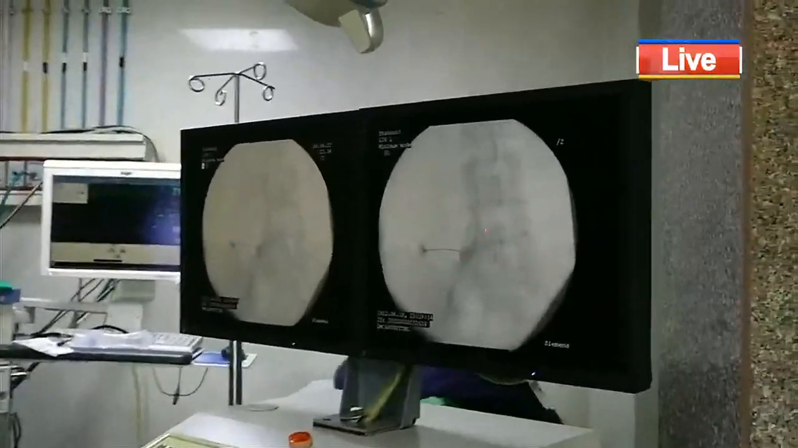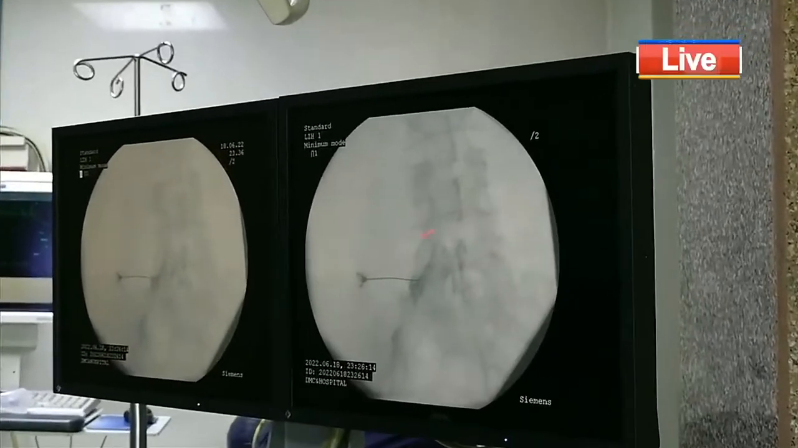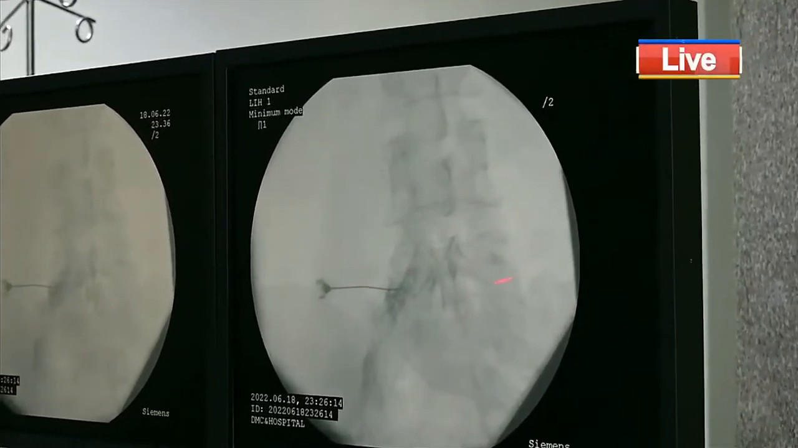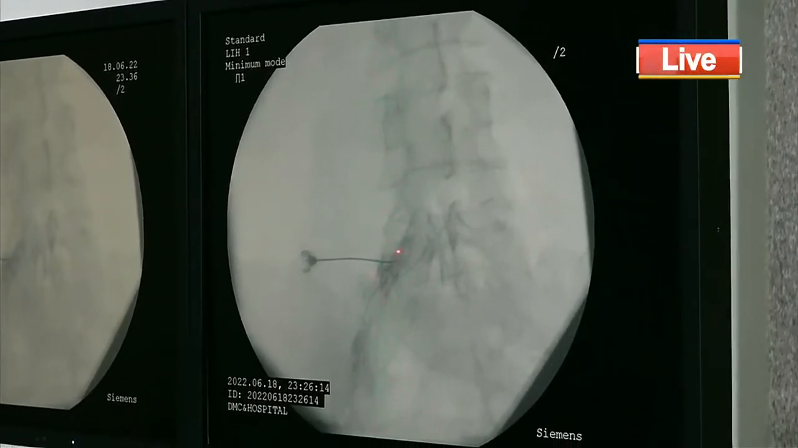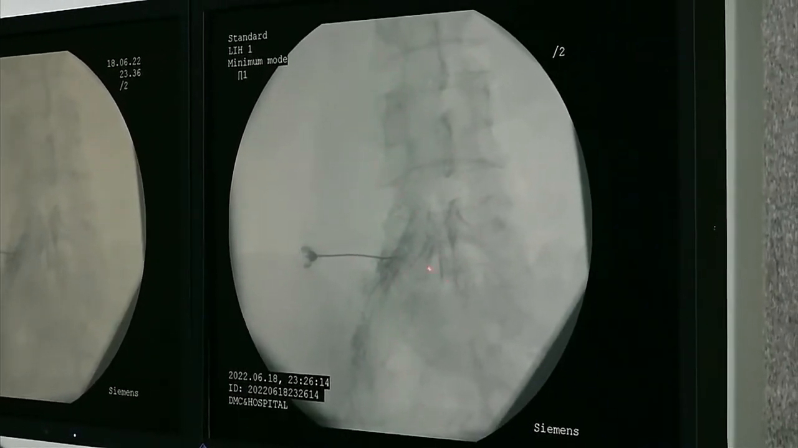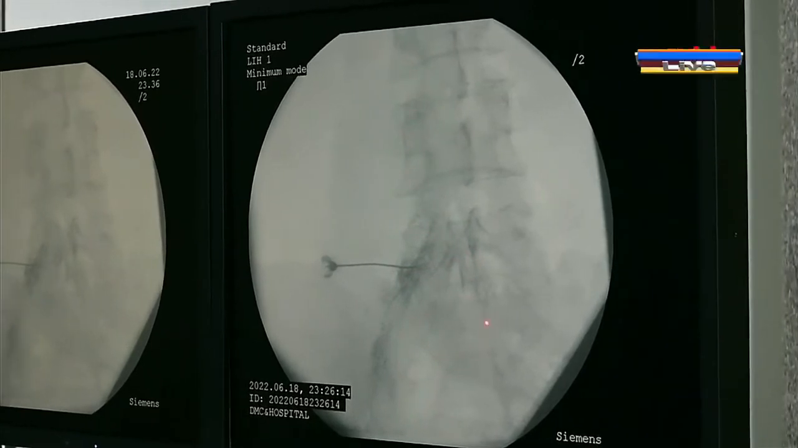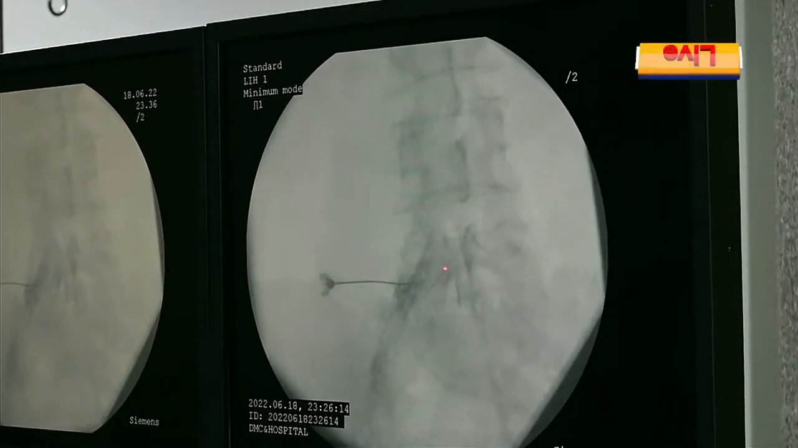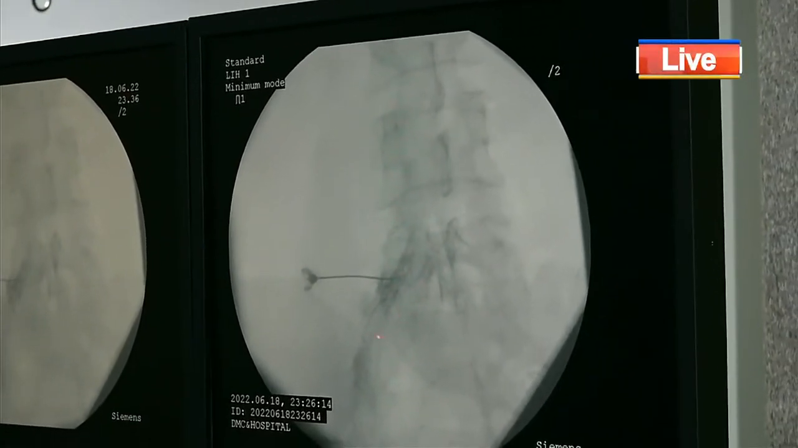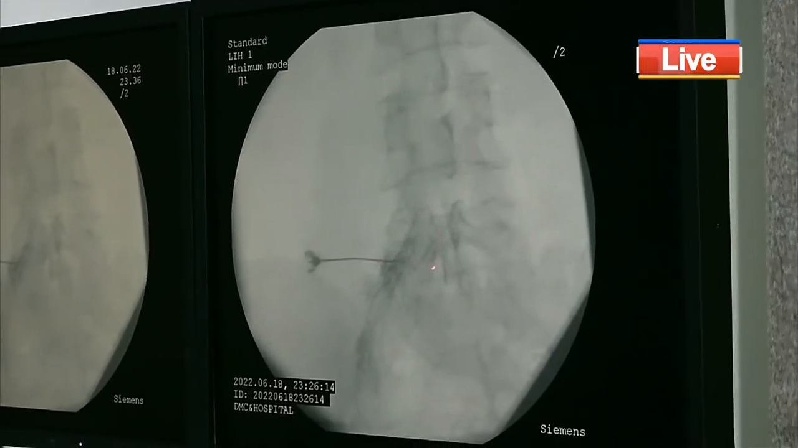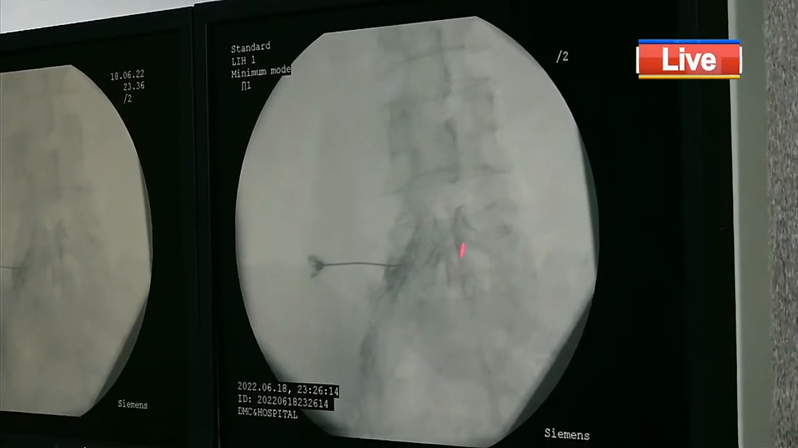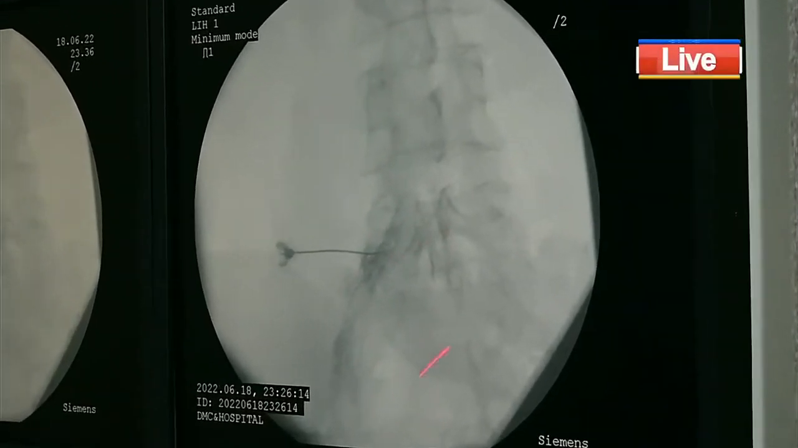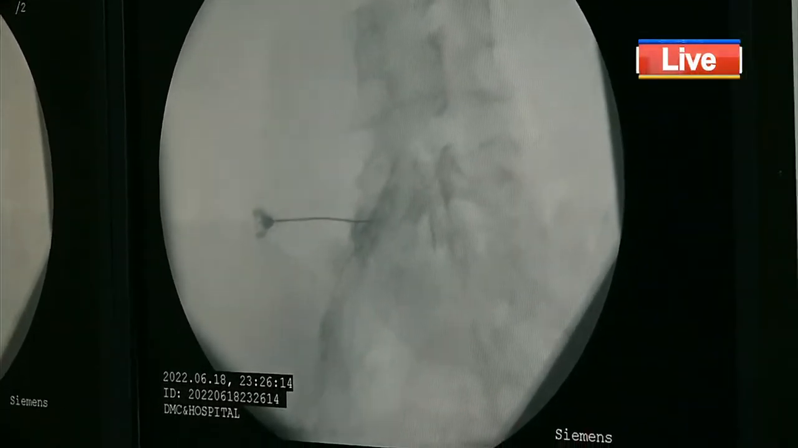So if you see now here, you can see this is the L5 root which is coming out of the L5 level. This is the pedicle of L5. We name the nerve root from the vertebra from which it comes out. On the other hand, you can also see the outline of the other roots, and this one is the S1 which will come out from this. So my drug has spread all the way from the L5 to the S1 and also gone inside. So I am hopeful that the patient will have good relief from the inflammation.